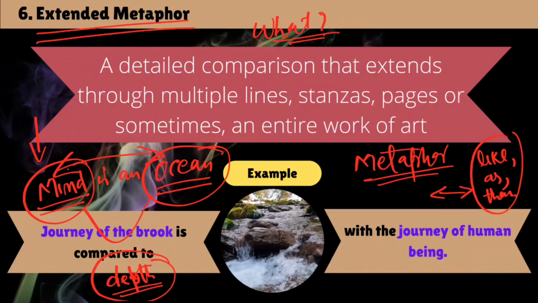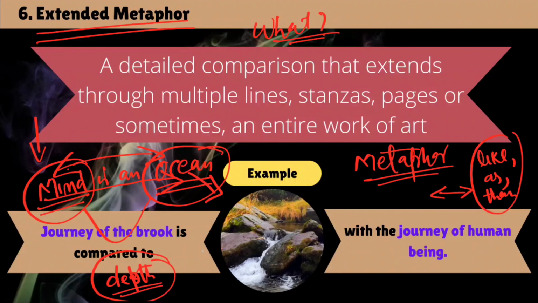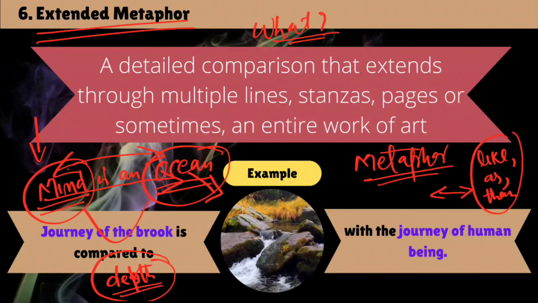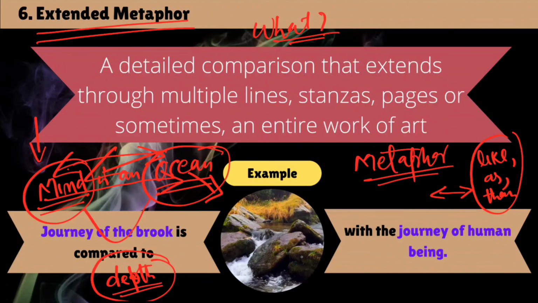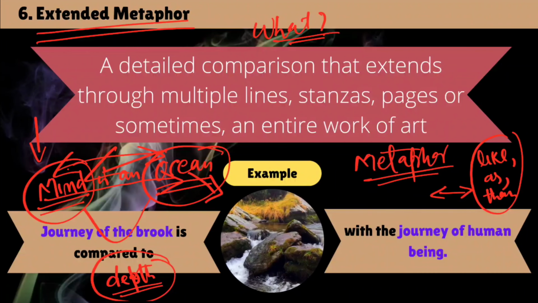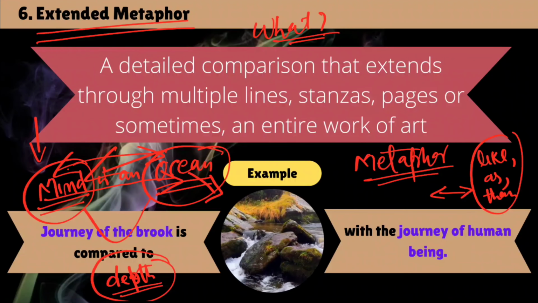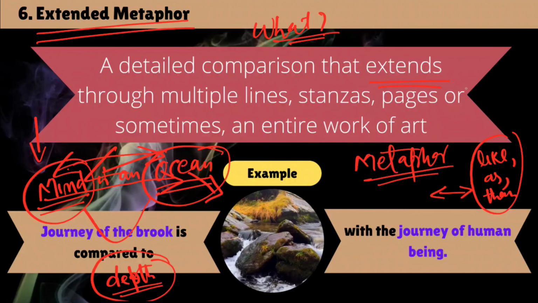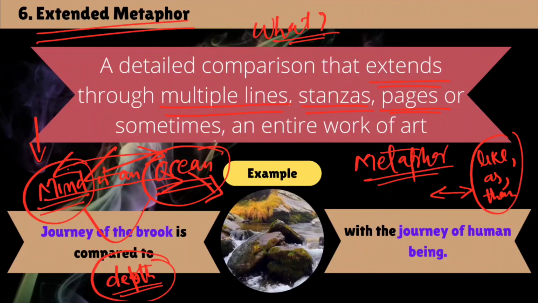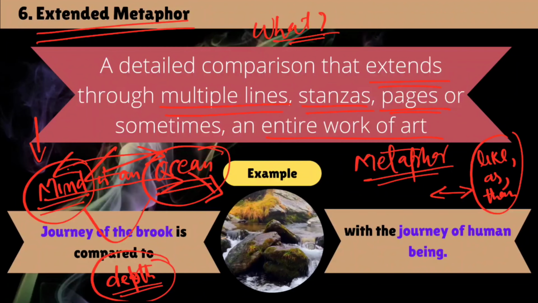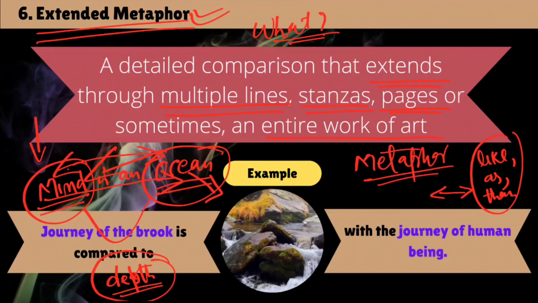right? So here the mind has been compared with the ocean, as it's not possible for human beings to measure the depth of an ocean. Similarly, it's not possible for human beings to measure the depth of the human mind. Dear students, when this type of comparison is extended through multiple lines, stanzas, pages, or sometimes an entire work of art, that's called extended metaphor.